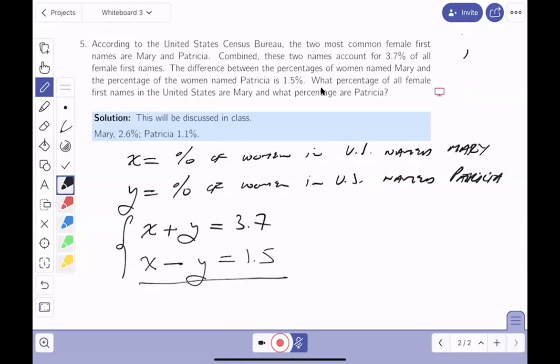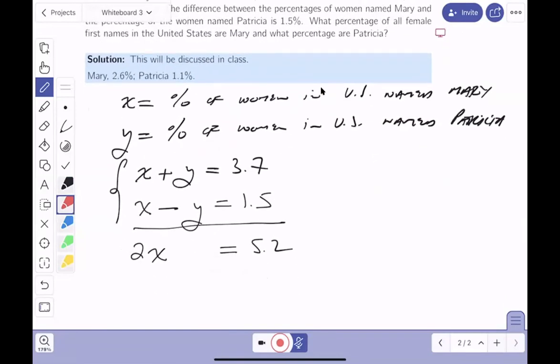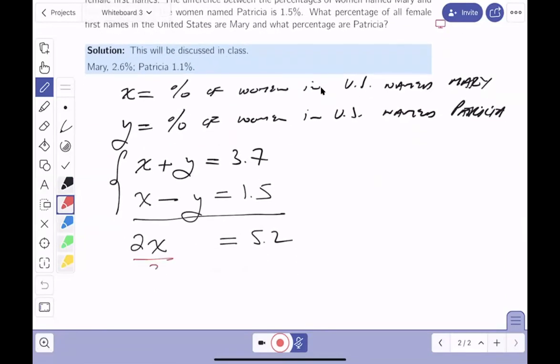What's nice about this? It's set up beautifully for addition. And what do you get? 2X. I'm adding them together. The Y's disappear. Let's see what you get. You get 5.2. I'm going to divide both sides by 2. And you would get x equals, what would x equal? That would be 2.6.